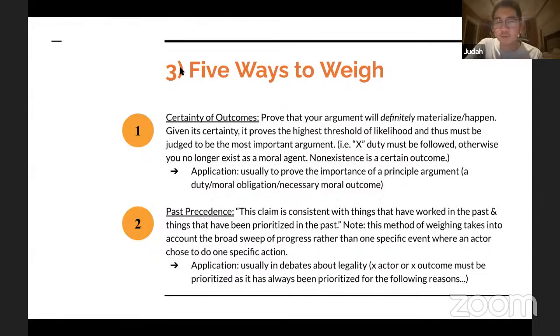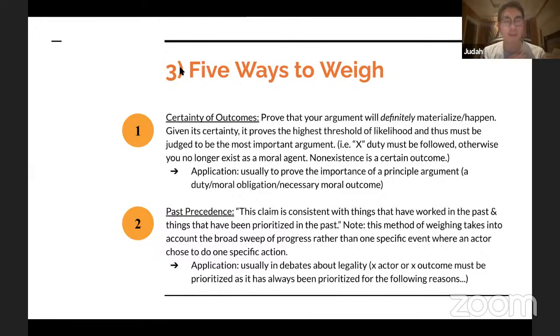So it looks like saying this duty that we prove to you to be true must be followed, otherwise you no longer exist as a moral agent. Non-existence is a certain outcome. It's kind of like saying teachers must do X thing. If they don't do X thing, they are no longer a teacher, or they have foregone the right of being considered a teacher. And therefore, because you no longer exist as that thing, that's the biggest harm in the debate, or the most important outcome in the debate.